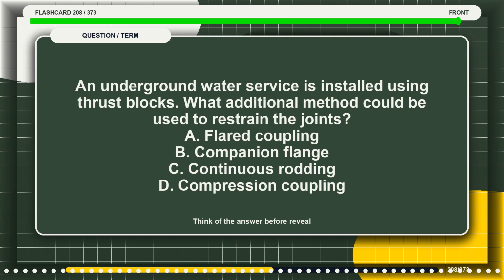Flashcard 208. An underground water service is installed using thrust blocks. What additional method could be used to restrain the joints? A. Flared coupling. B. Companion flange. C. Continuous rodding. D. Compression coupling. Think of the answer before the reveal.